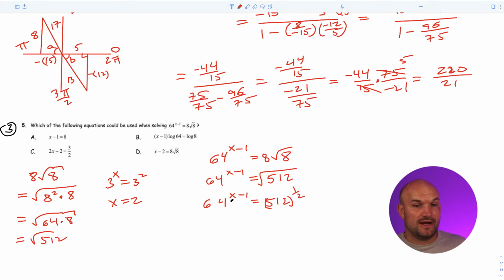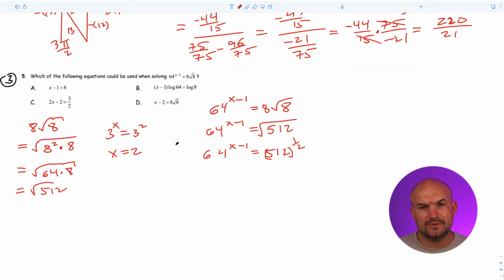Okay, now I got to see, all right, I know 64, I can rewrite that as 8 squared, right? You could also write it as 4 cubed, I believe. Okay, but you always want to do the highest number first. So let's go ahead and do 8 squared, that's 64, and let's try 8 cubed. And what do you know? That's 512. Perfect. So I can rewrite this as 8 squared to the x minus 1 equals 8 cubed raised to the 1/2.